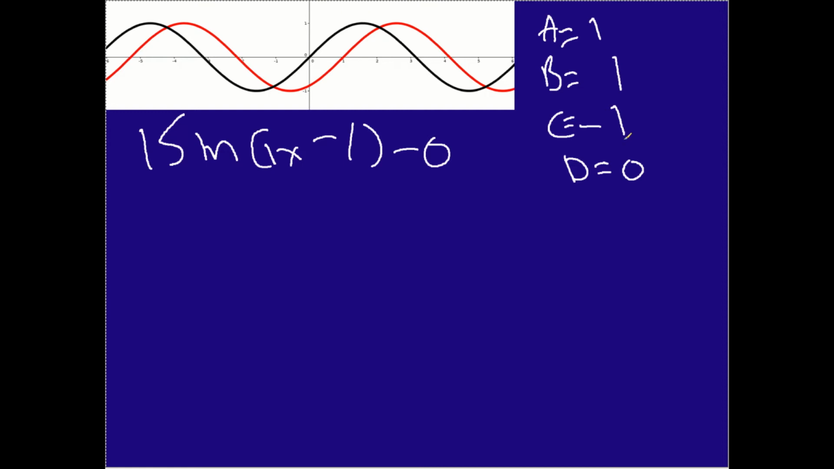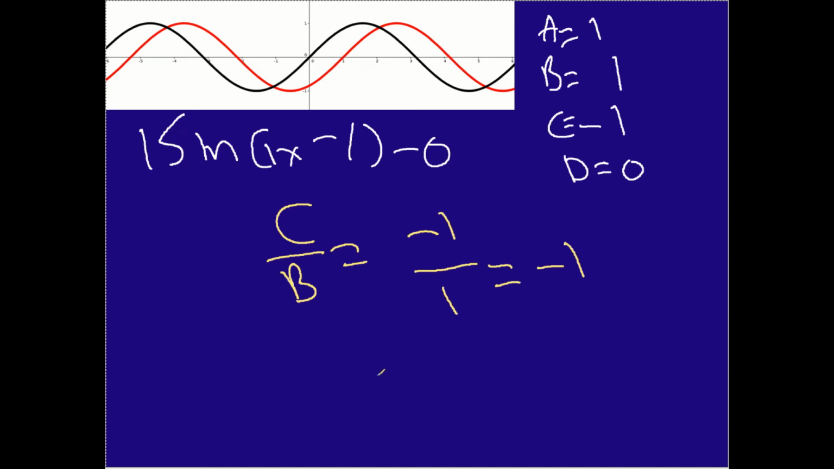Now, here's the thing. To figure out what the phase shift is, although you can see it on the screen, you do the following: you take C and then you put it over B. So in our situation, it's going to be negative 1 over 1, which means that our phase shift is minus 1. You can see here, if you're looking closely at the screen, that our sinusoidal function moved to the right by 1.